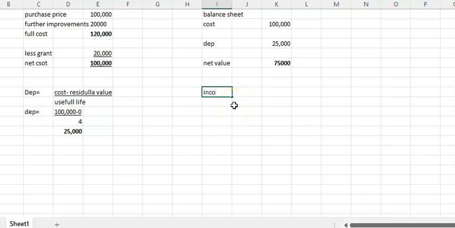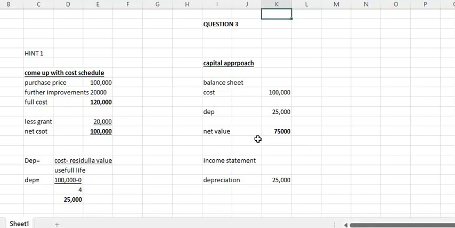That's how our balance sheet will look under the capital approach. The income statement will only have depreciation under the capital approach. We established that depreciation was 25,000, and you can put it in brackets. So this is how we answer the first part using the capital approach.